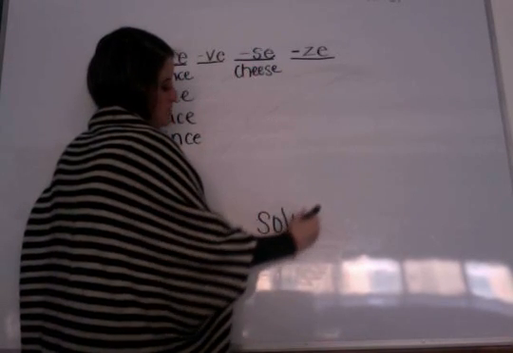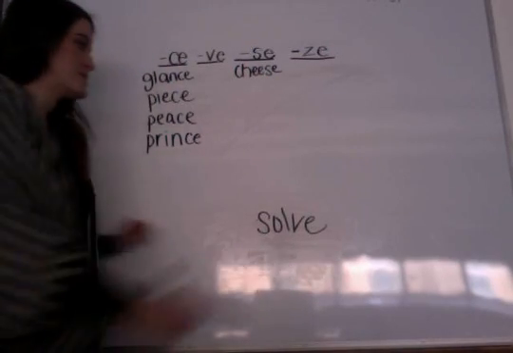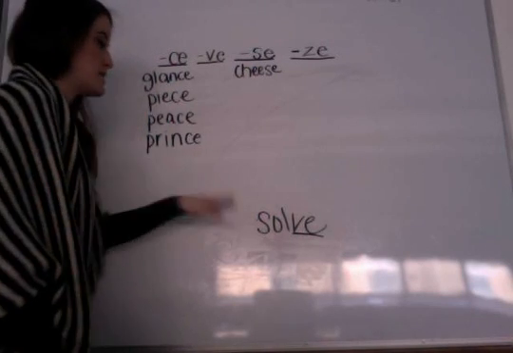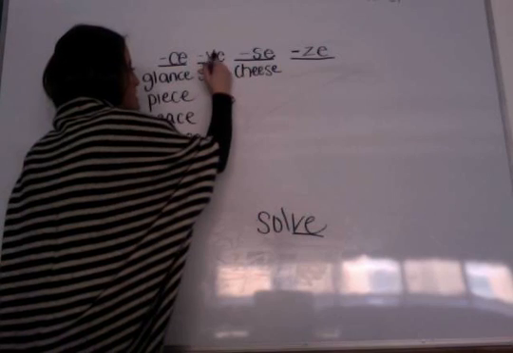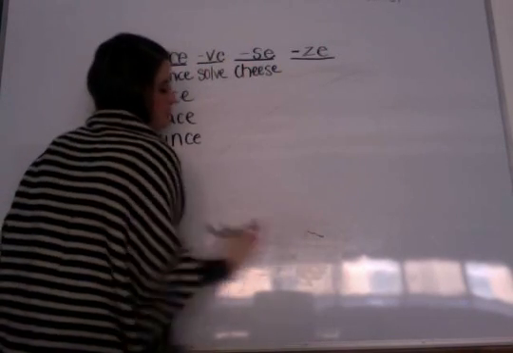Our next word is the word solve. Like you solve your application problems. I see the VE at the end of my word. I hear the V sound, and so solve is going to go under column 2. Let's say and write it together. Solve.